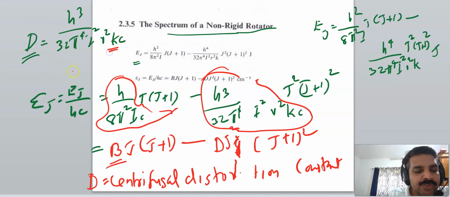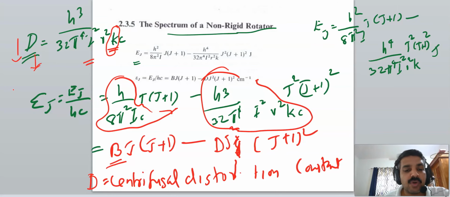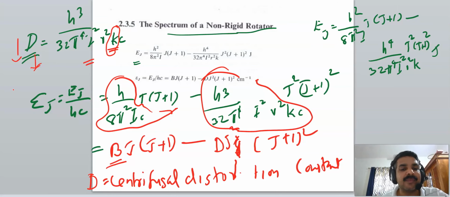k is the force constant. So increasing the value of k, the value of D decreases. That means stronger will be the bond. K is the force constant, and the force constant is higher for a strong bond. When the bond is stronger, the value of D will be very small. So for a stronger bond, the deviation from the former equation will be less.